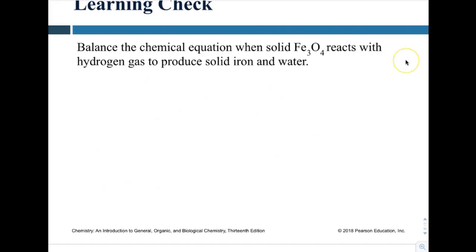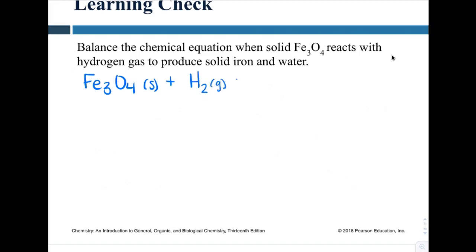Solid iron, this is a magnetite, I think. Fe3O4, it's kind of a weird thing. So we've got Fe3O4, and it is a solid, so we can put a little S after it. Reacts with, so reacts with means we're going to put a plus sign, hydrogen gas. And so hydrogen gas is actually diatomic, and so I'll write H2, not just H. And it is a gas.